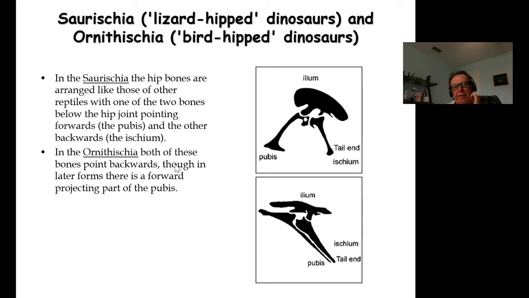So the saurischians, the lizard-hip dinosaurs, would have hip bones arranged like those of other reptiles, with one of the two bones below the hip pointing forwards and the other backwards. So we have these bones here, the ischium, the pubis, and the ilium. So this is the typical lizard-hip dinosaur. And then in the ornithischians, both of these bones point backward, although some of the later forms have a forward-projecting part of the pubis. So you can see here the hip bone of these two clades of dinosaurs.